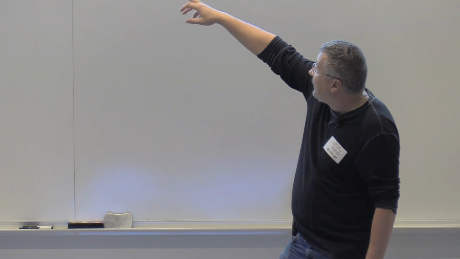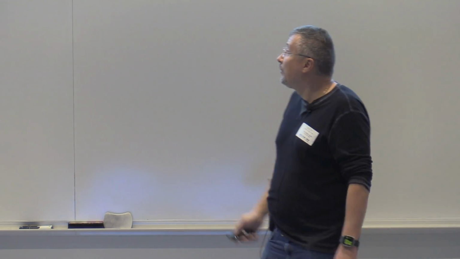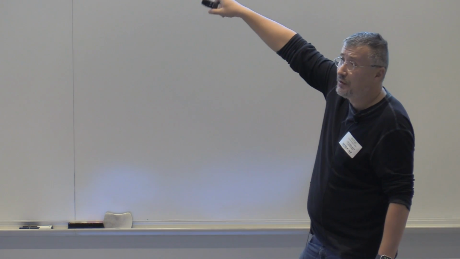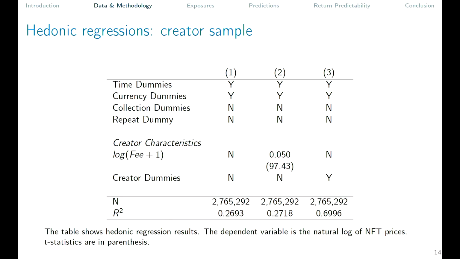What does a repeat sale dummy say? That if the NFT is sold more than once, then it on average has a 9% higher price. Okay, that's kind of interesting to know. But I think the most important thing here is that the collection attribution is important for pricing a given NFT.